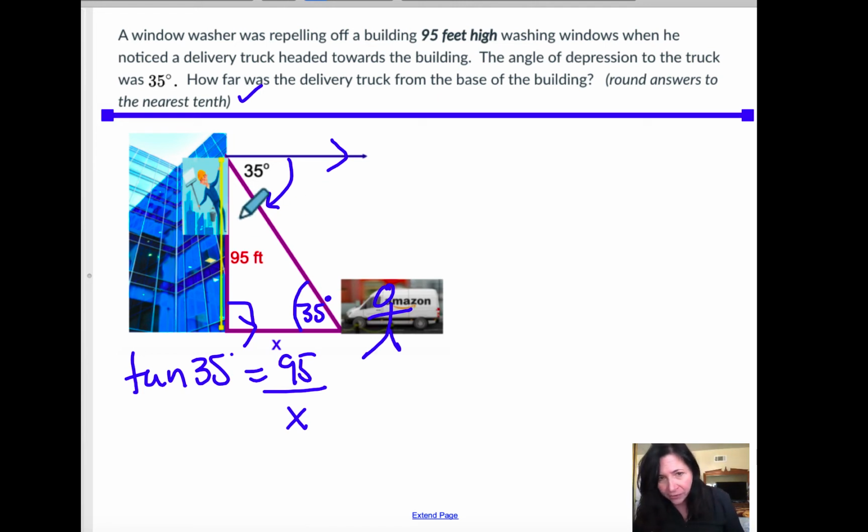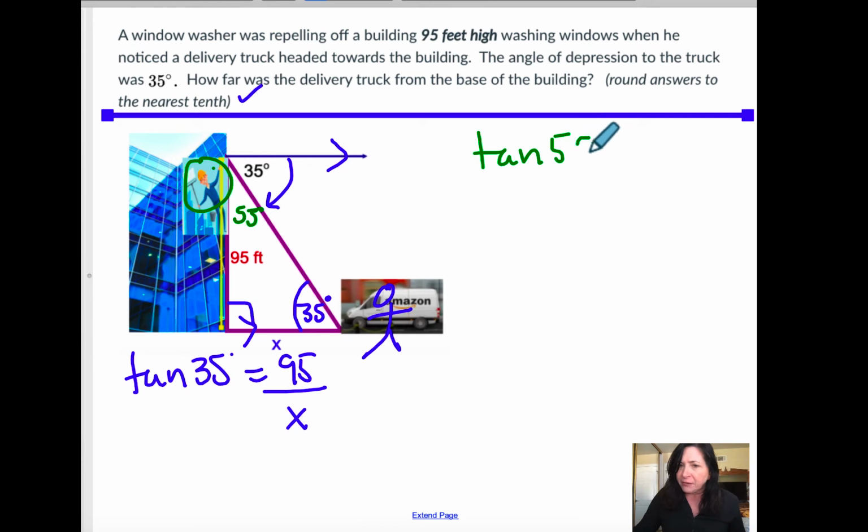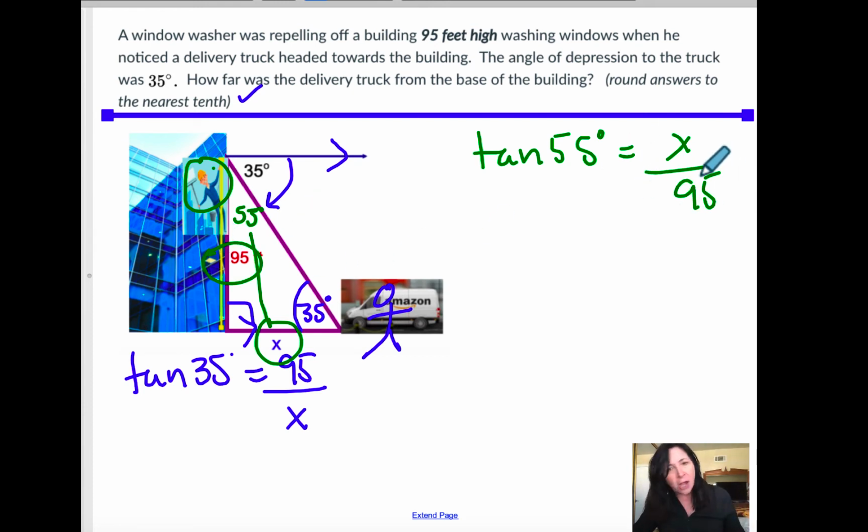so 90 minus 35 is 55 degrees. And what I'm doing is I'm putting this angle right here. The reason for that is this. You can also be the window washer looking this way. And then I would say tangent of 55 degrees is equal to the opposite side, which is x, over the adjacent side, which is 95. Again, I'm not using the hypotenuse. Don't put any values there.